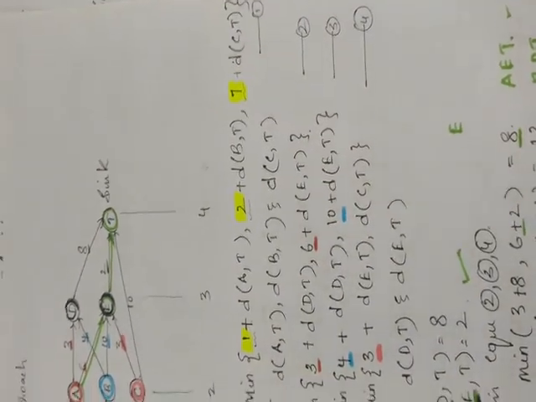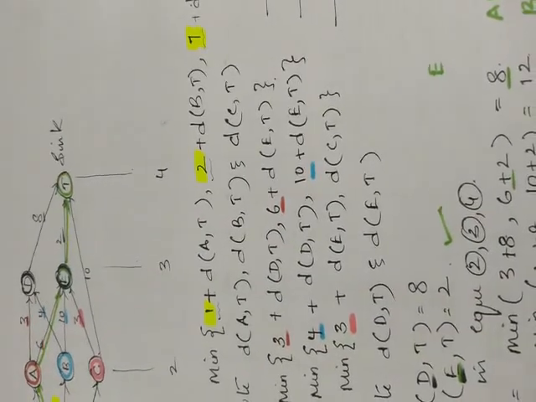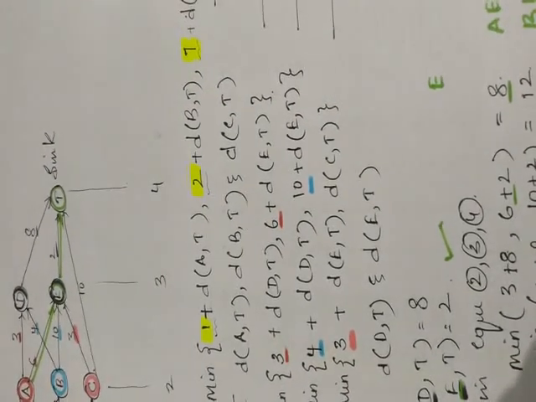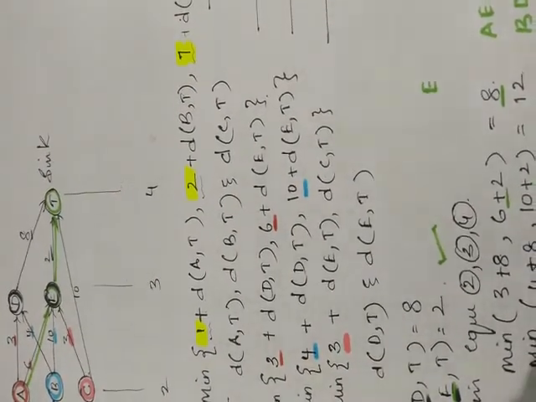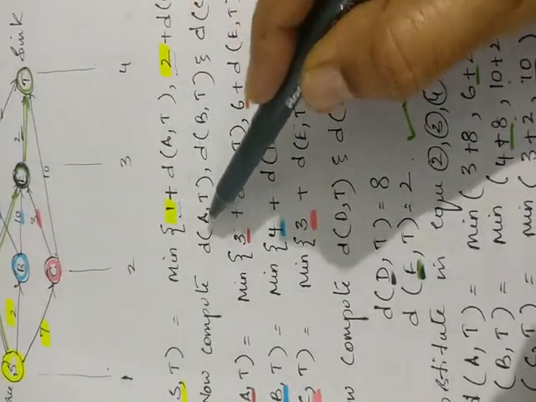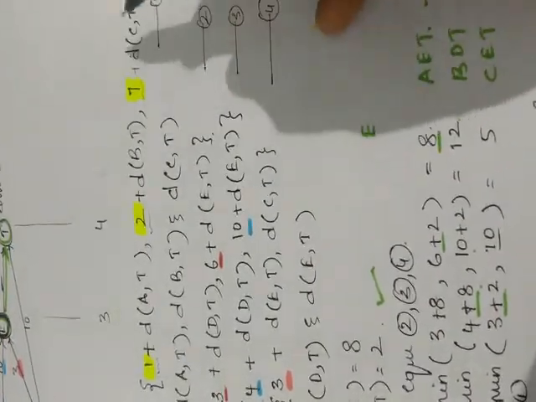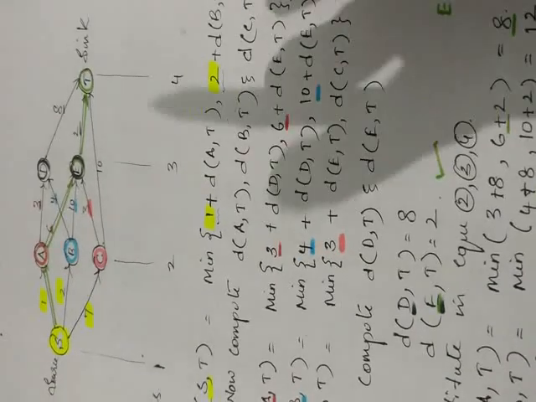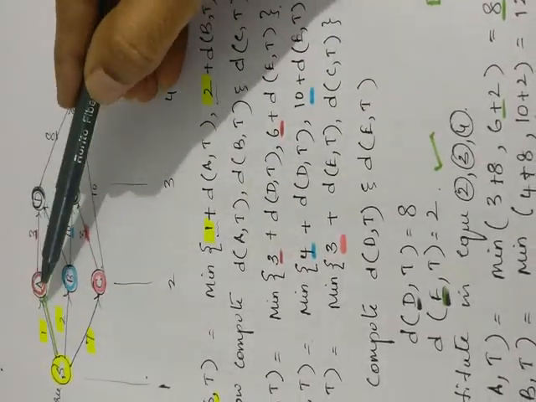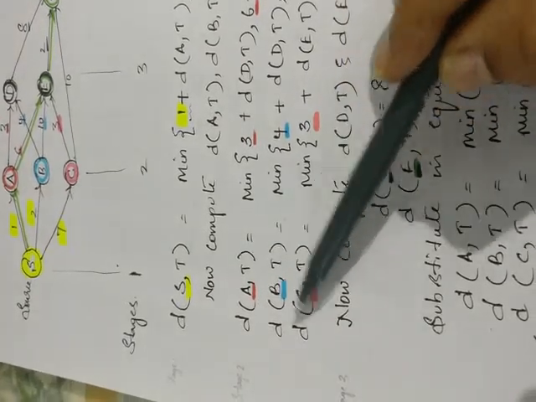So that will become our first equation. Now, since I don't know the distances from A to T, from B to T and from C to T, let me say that I will compute them in the second stage. So D of A to T I don't know, D of B to T I don't know, D of C to T I don't know. So let me compute that. I will write D of A to T, B to T, C to T.